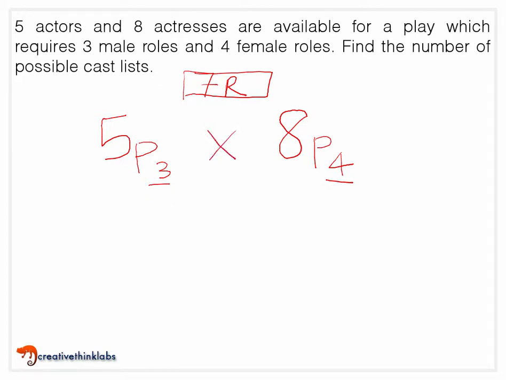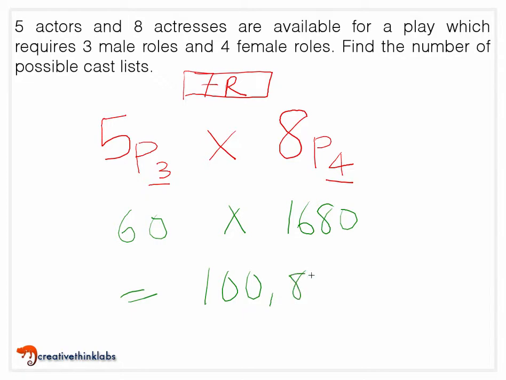So in that case, the answer is 5 permute 3 multiplied by 8 permute 4, and this yields an answer of 60. This one is 1,680. Now we multiply this, and this will give us an answer of 100,800. Again, this is a very straightforward question. By using permutations, we can find the answer pretty quickly. Now let's move on to the last question.